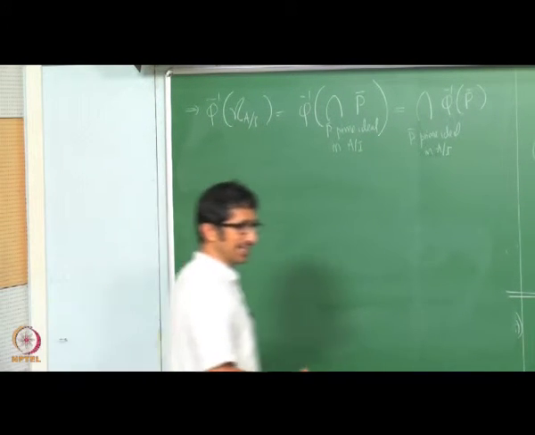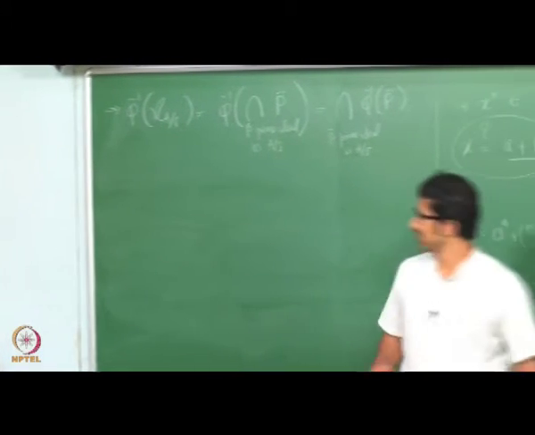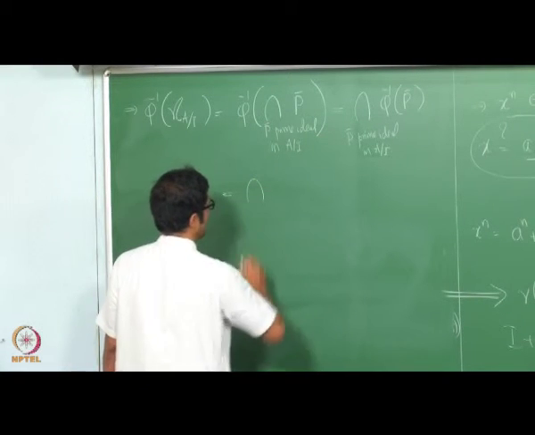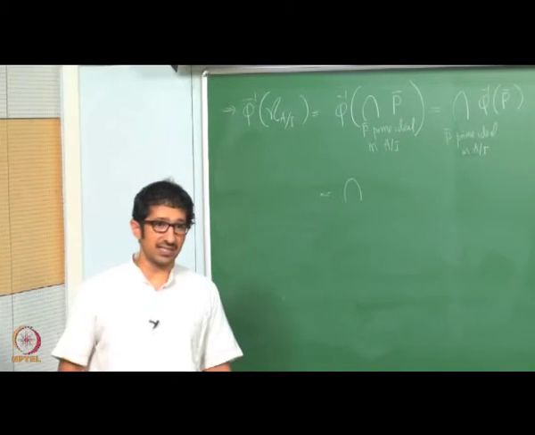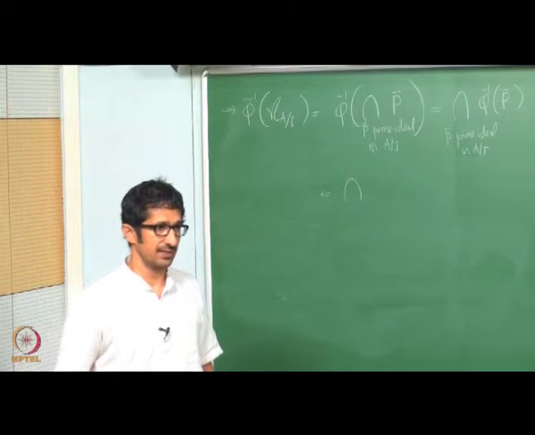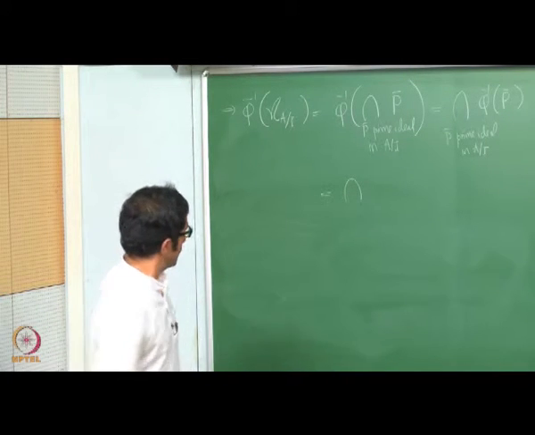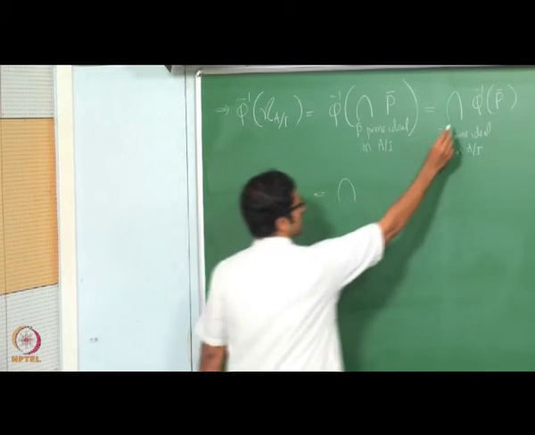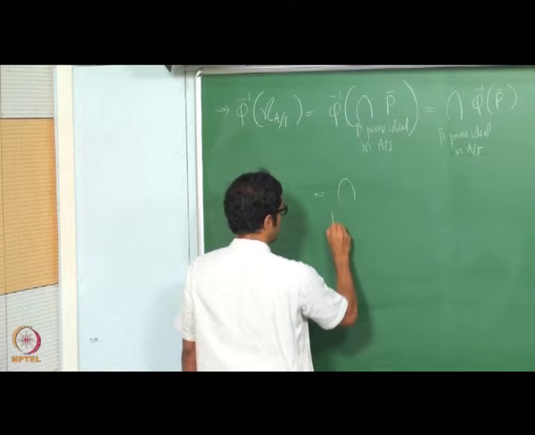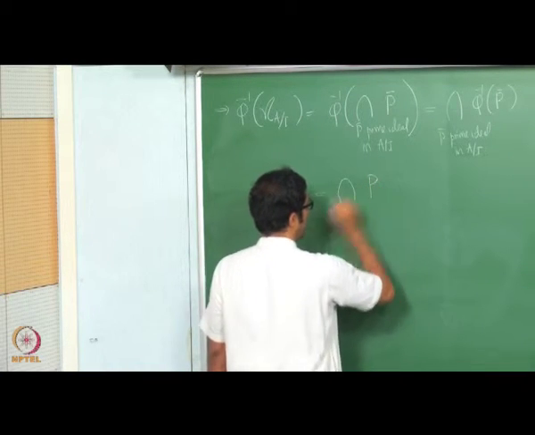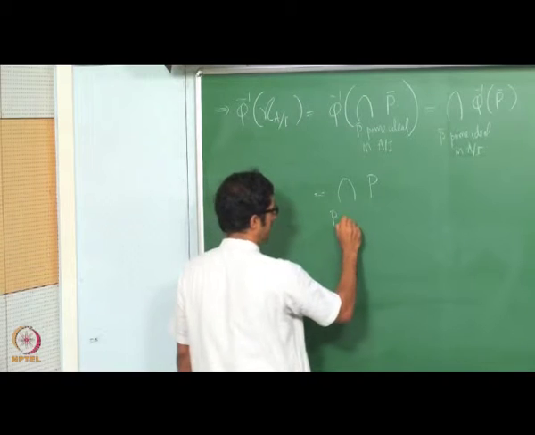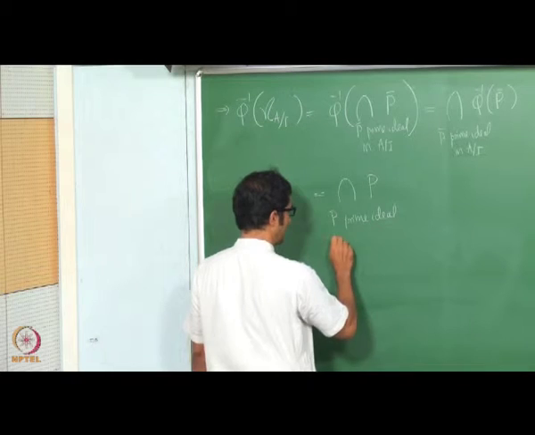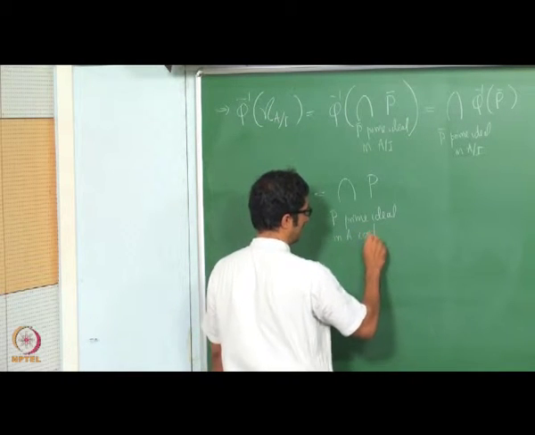It will be a prime ideal in A containing I. And they are in one-to-one correspondence, right? So, therefore, this intersection is equal to the intersection of P, prime ideals in A containing I.